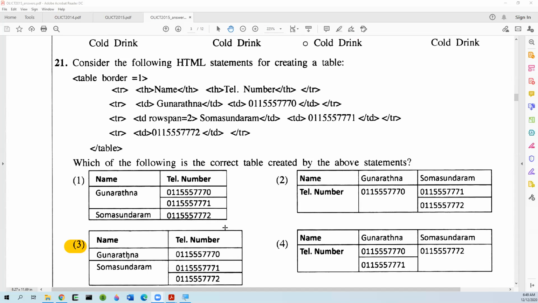Question number 25 is a good one. It's about tables and how we can arrange them. You will see there are four TRs, which means you have to have 4 rows, so answers 2 and 4 are out. And we know that for Gunaratna, we have two TDs in the first row, name and telephone number, so it should be either 1 or 3. And Gunaratna, you have only one number, isn't it? The rowspan 2 actually starts with Somasundaram, which means the answer should be the third one.